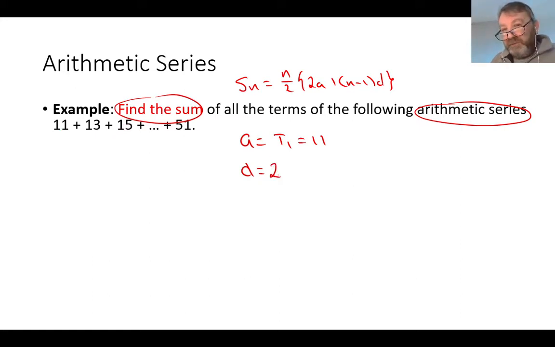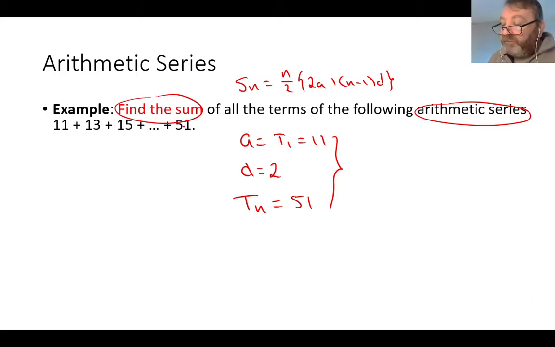What else have they given me? They've given me nothing about the number of terms. However, I do know that this particular series finishes at the term 51. So therefore, the last term is 51. See that? So in order to be able to do this question, I have to work out what they've given me, and from what they have given me, I've got to work back, manipulate the formula, and discover what they're asking me to find.